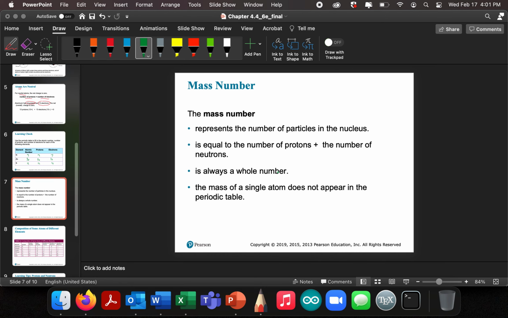Now, this one's not quite so easy. The mass number, I mean, it's simple, but it's just easy to get sideways on it. The mass number represents the number of particles in the nucleus. So it equals the protons plus the number of neutrons. And it's always a whole number because you can't have a fractional number of protons or neutrons. The mass of a single atom does not appear on the periodic table. The mass of a mole of atoms appears, so that's sort of an average.